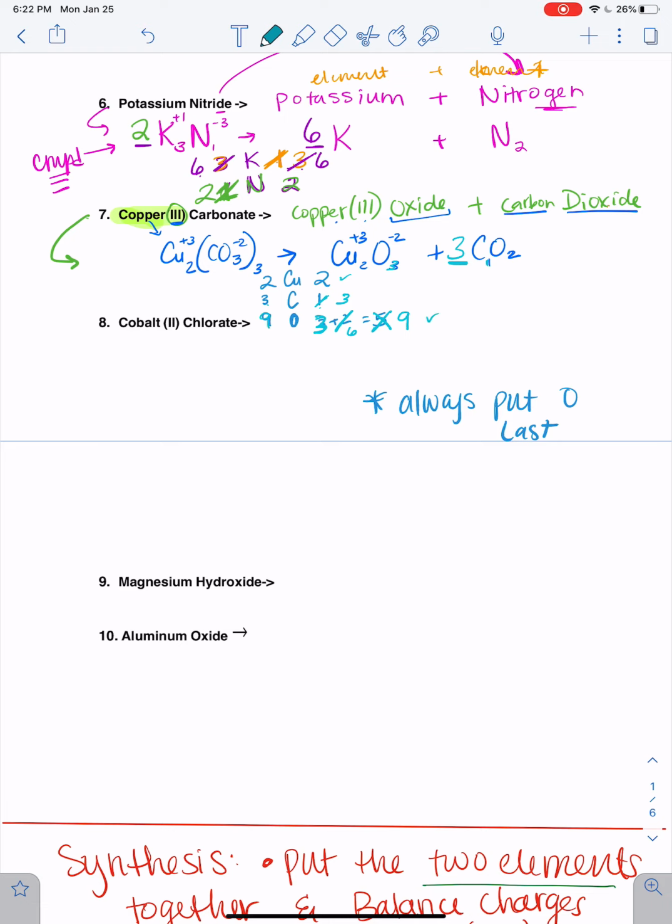That's why we don't deal with oxygens till the end, because most of the time, if everything else balances, you can just count up your oxygens and they will probably work out. If they don't, then I recommend starting back at the top.